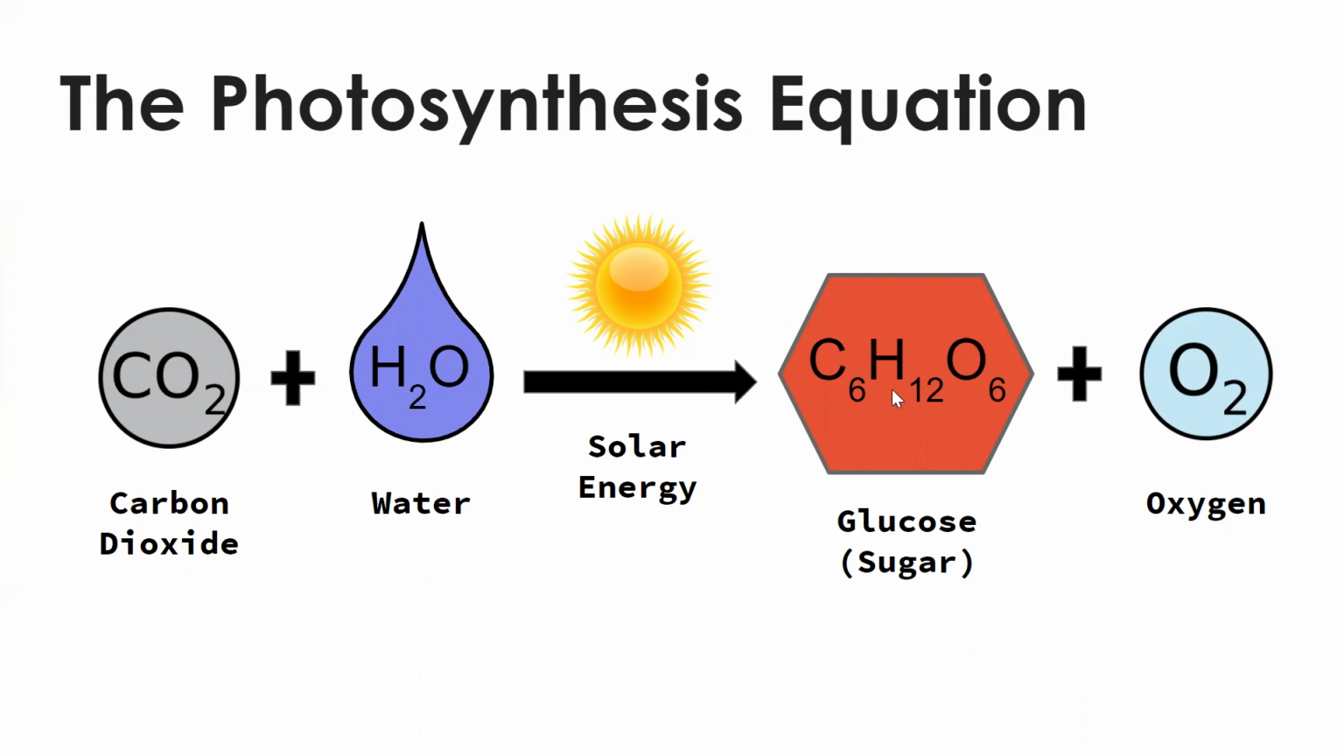The molecular formula for glucose is C6H12O6. The molecular formula for oxygen is O2. So this is the photosynthetic equation. This is what plants need, or this is the process that plants go through in order to make their own food.